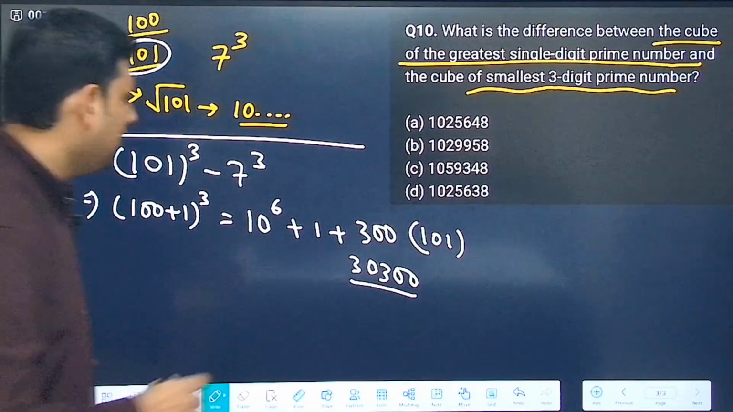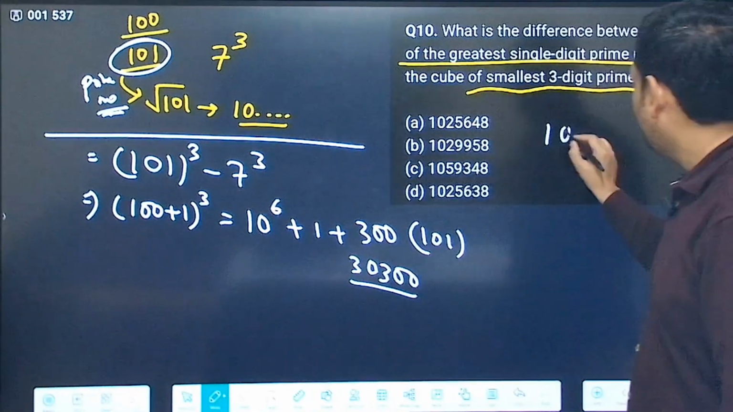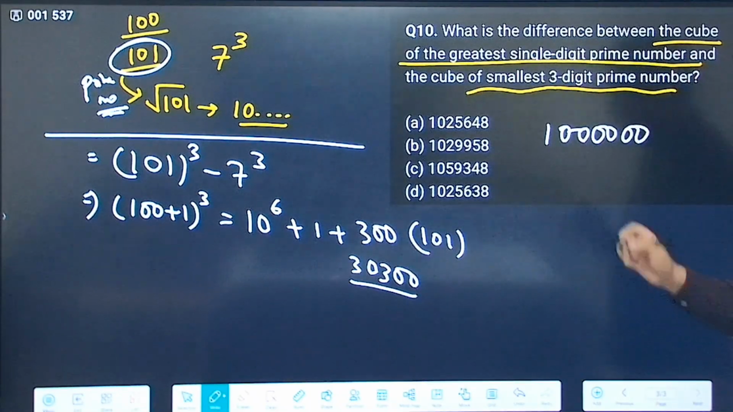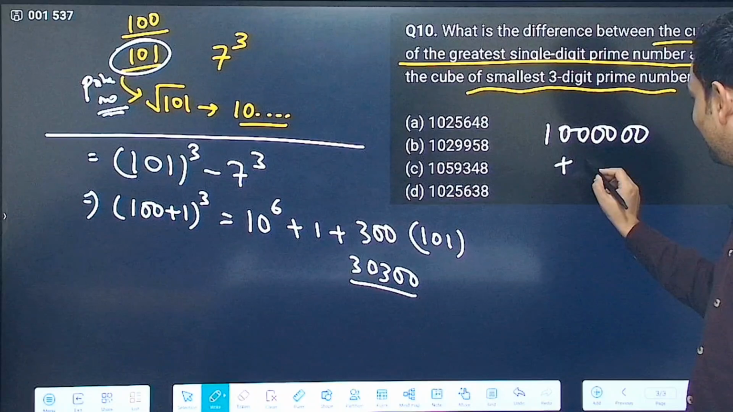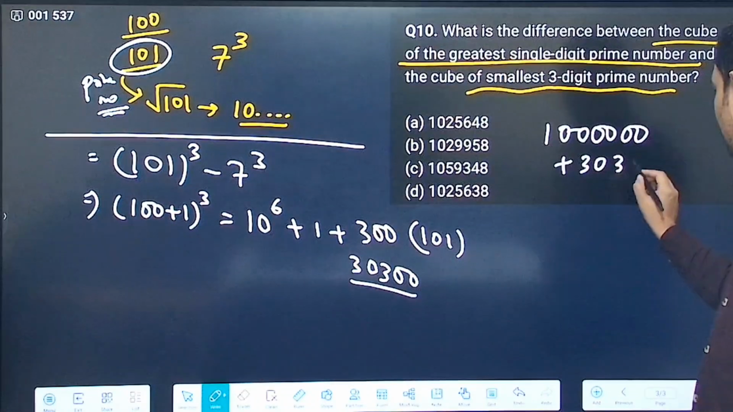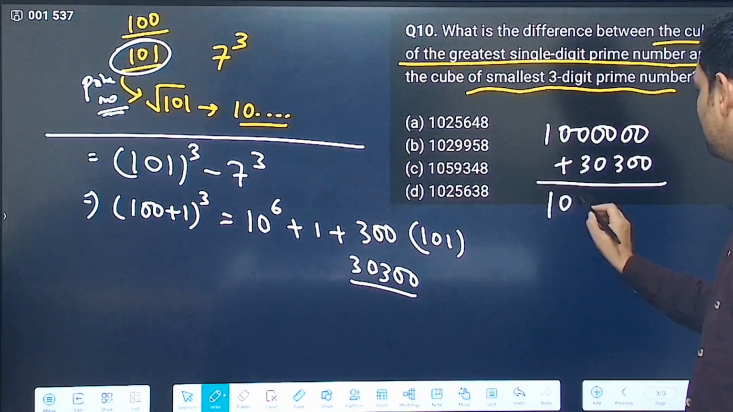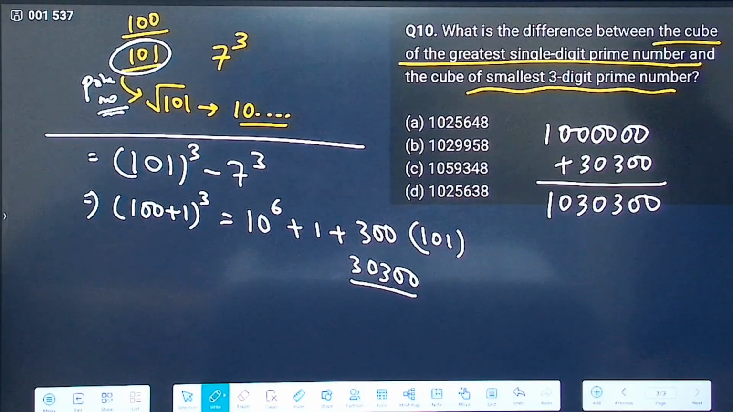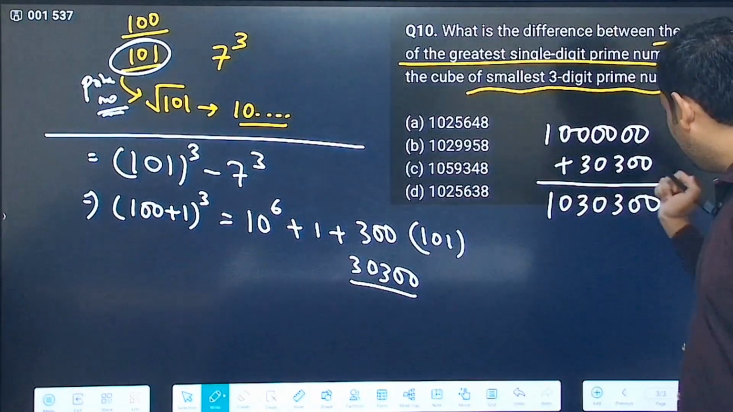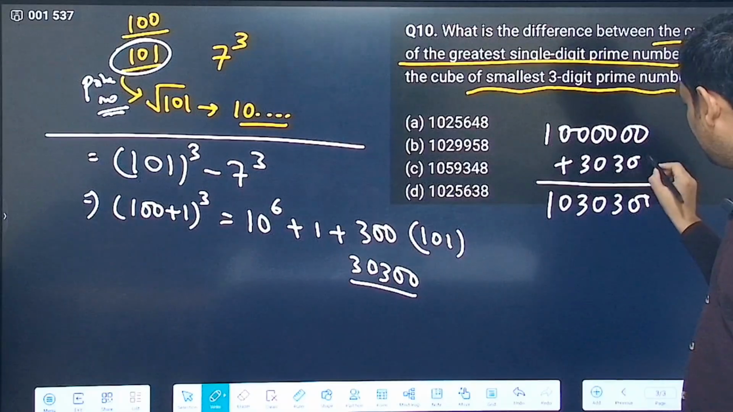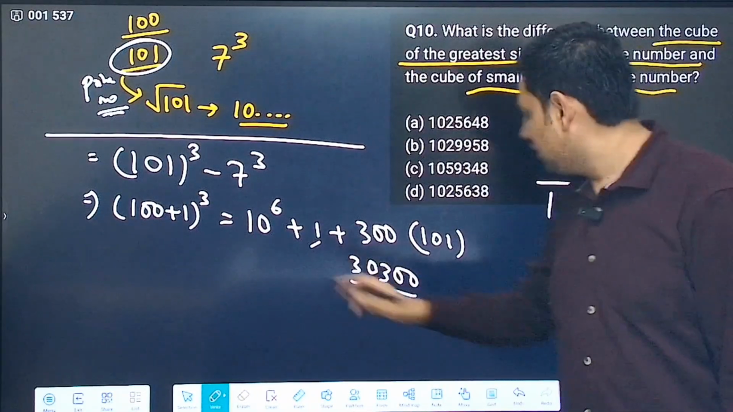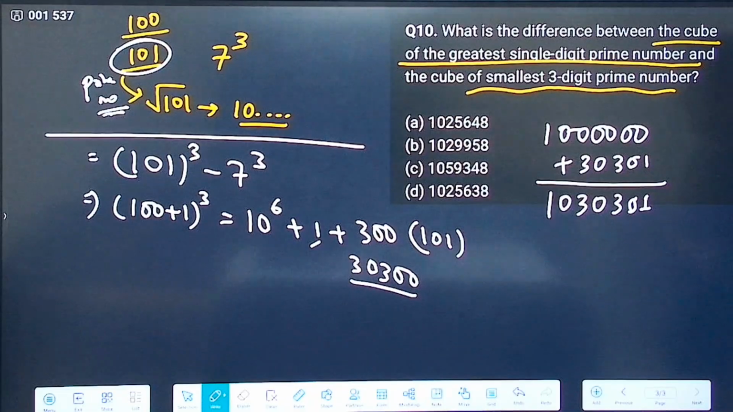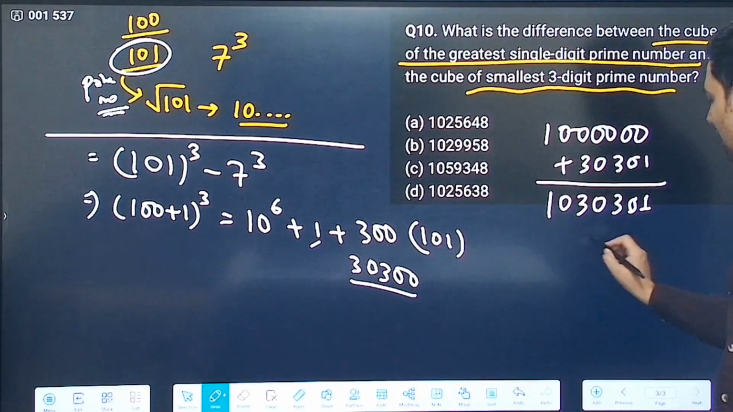Correct? Now you can add it. So this becomes 6 zeros: 1, 2, 3, 4, 5, 6. Then add 30300 to it. What you got? 1030300. And plus 1, so this becomes 1030301. This is 101 cube. Correct. Now you have to subtract what?